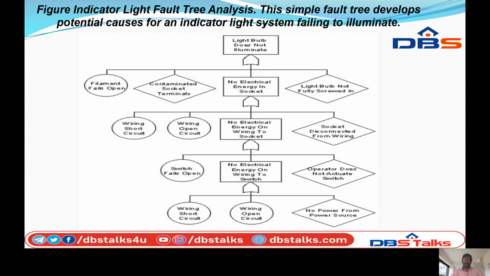Next, these 2 stages are completed, so the bulb is not working. Then we go to another step. So what is another step? Switch failure open. So the switch failure is open, so we can check the switches, whether open or closed. Next, no electrical energy on wiring to the socket. This is common to all.